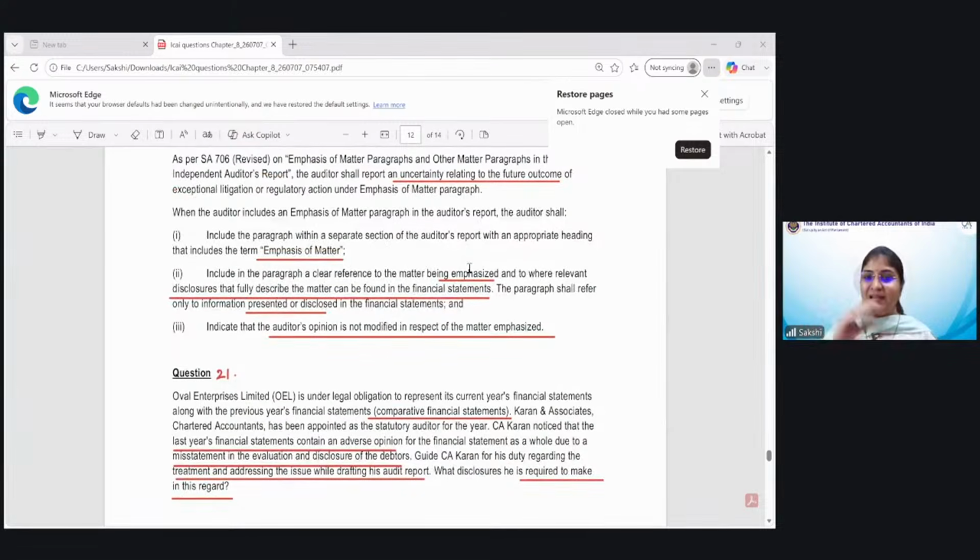So you are telling that a separate matter should be given as a separate paragraph. The paragraph should give a clear reference to the matter being emphasized and where a full disclosure or full description of the matter can be found in the financial statements. That is a reference. And this para, very important, shall refer only to information presented and disclosed in the financial statements and indicate that the auditor's opinion is not modified in respect of the matter emphasized. This solution we have already discussed earlier.